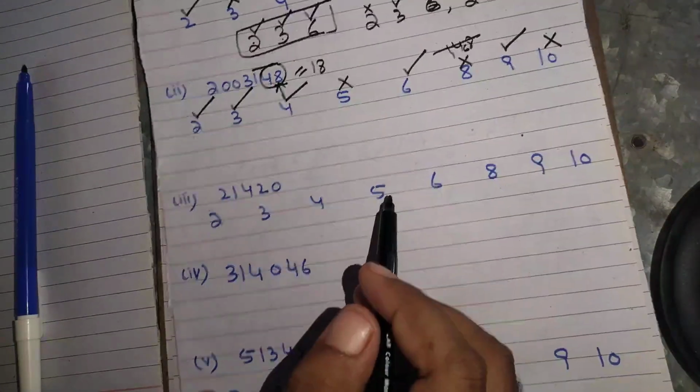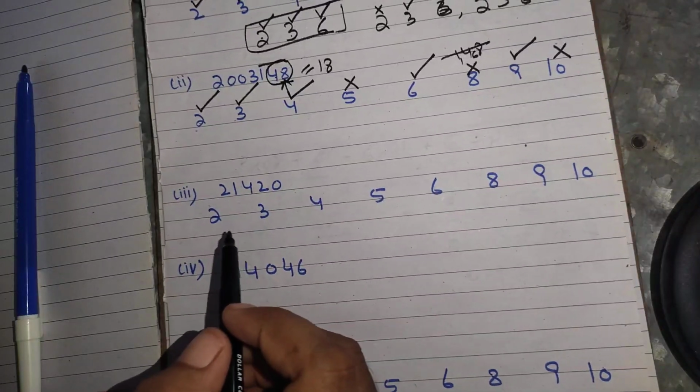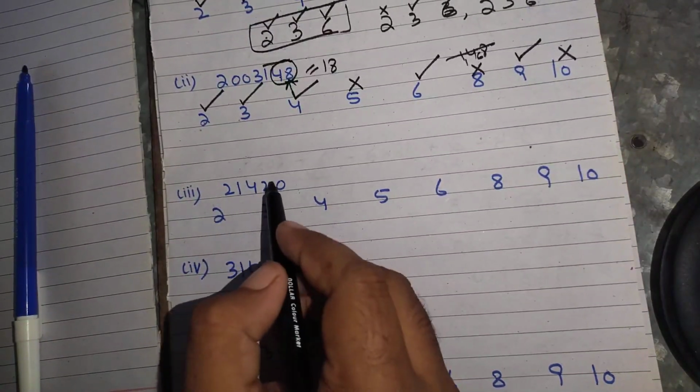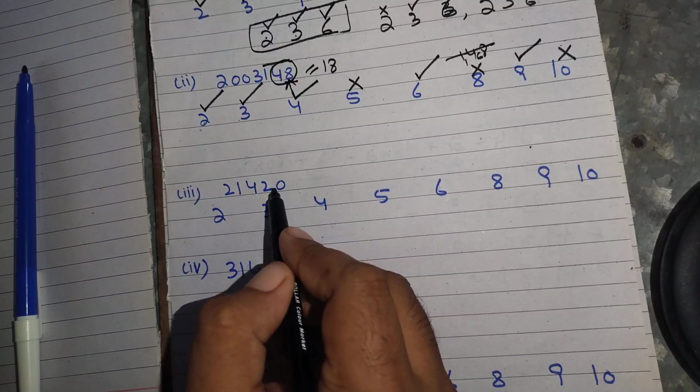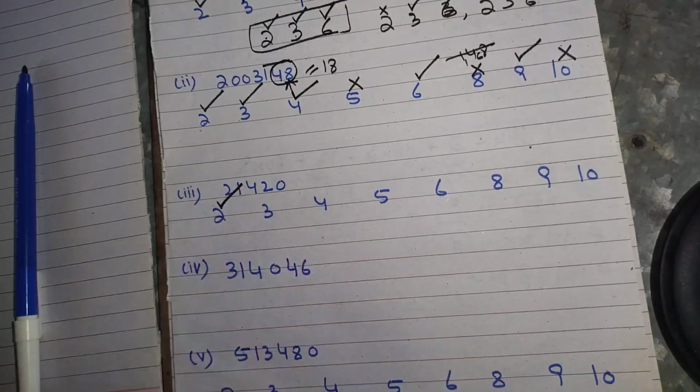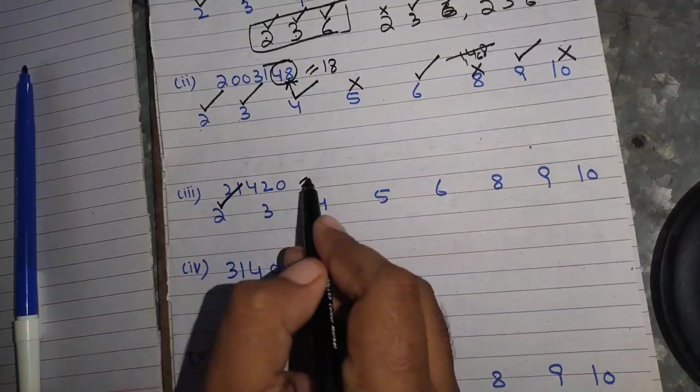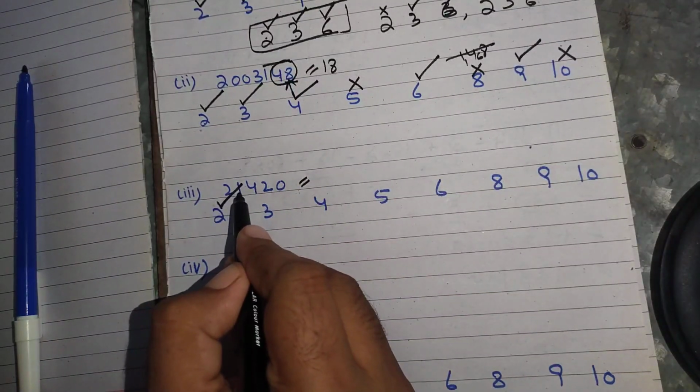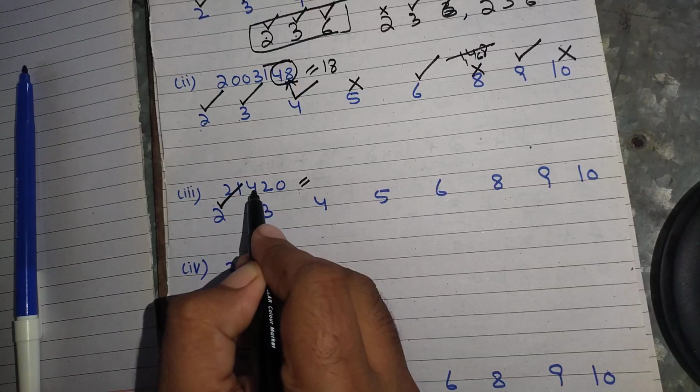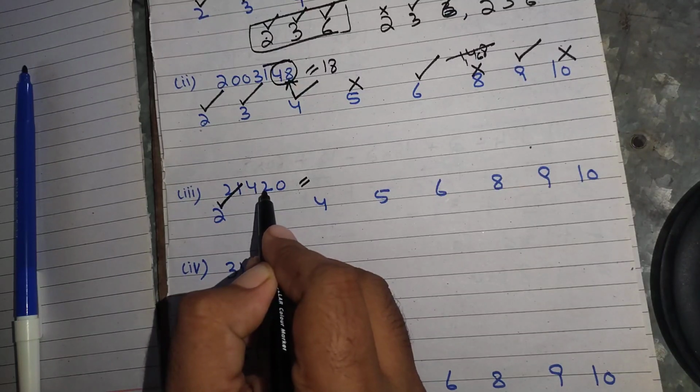And again come to the third number. Here 0 is present in the last digit, so we say this number is divisible by 2. And for 3 we will add all the digits: 2 1 3 4 7 2 9.